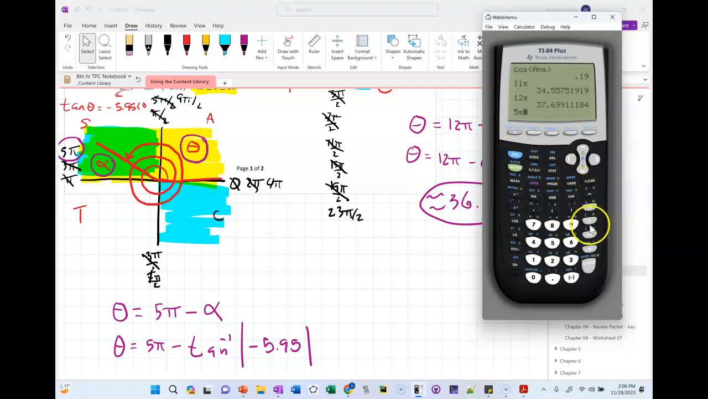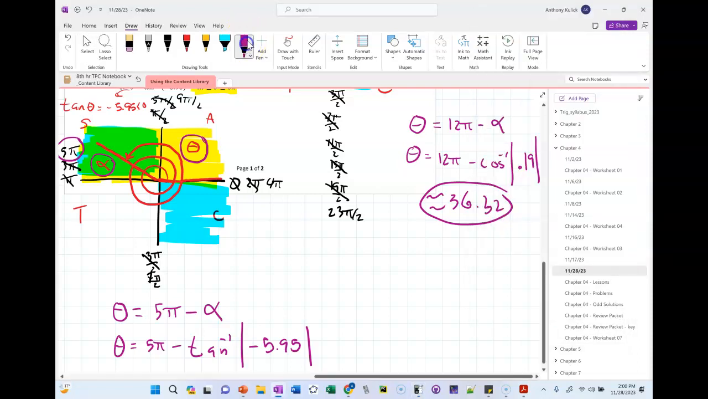Now notice when I type this into the calculator, I'm not going to bother with the absolute value. I'm just going to make negative 5.95 positive in my head because I can do that in my head. Mr. Kulik, I don't need a calculator to do the absolute value of a number. I got that. So the answer there should be 14.30.